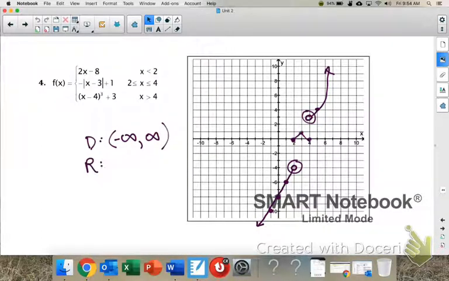For my range on this one, I would start at -infinity, go all the way to this open dot at -4. I would pick back up at 0 and go to 1 with closed dots or brackets. 0 to 1. And then my third section for my range would start at 3 and go out to infinity.